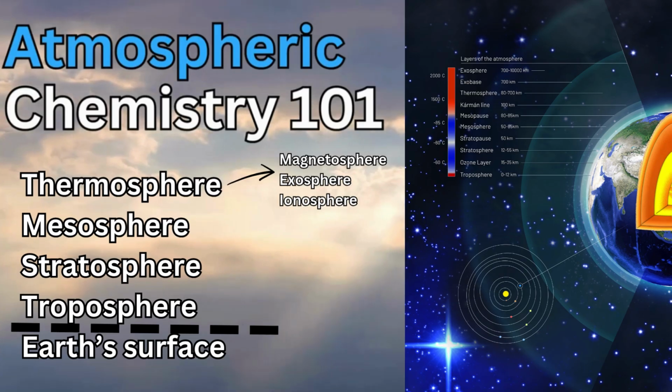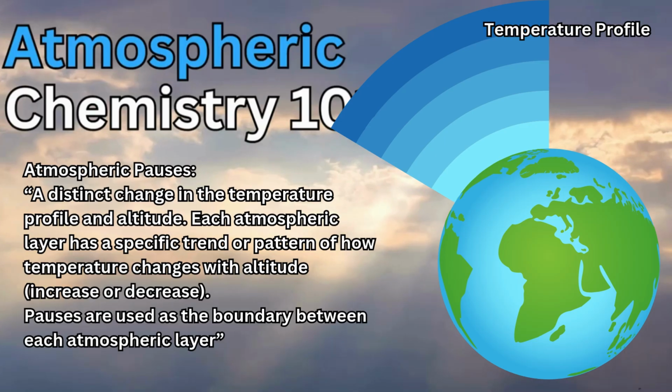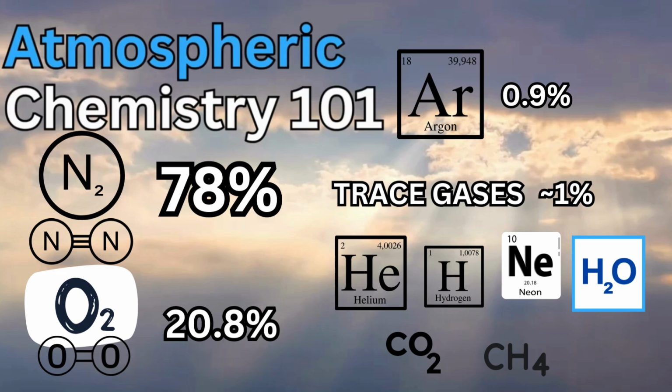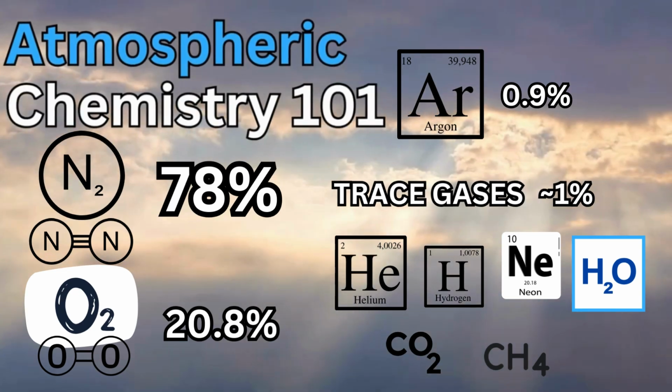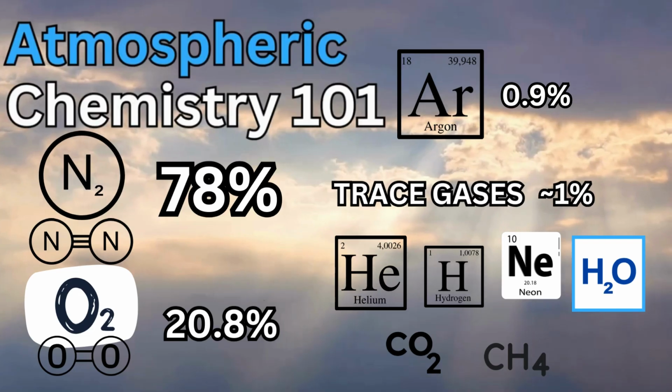The four main layers of the atmosphere are divided by what's called pauses based on the change of temperature trend between one atmospheric layer to the next atmospheric layer. Now, the most common gas or element in our atmosphere is nitrogen, or N2. So it's two nitrogen atoms bonded by a chemical bond. And that constitutes 78% of the atmosphere.